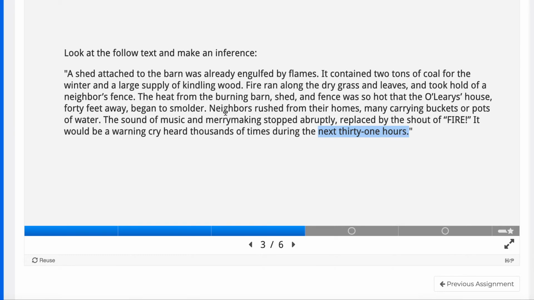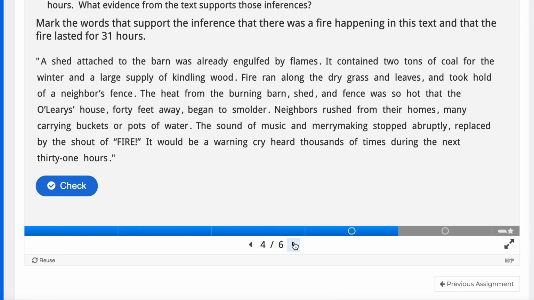We could infer that there was a party going on because it said the sound of music and merrymaking stopped abruptly. We could infer that the O'Learys lived somewhere nearby because their name is mentioned here. So there's lots of different inferences we could make just based on this text.